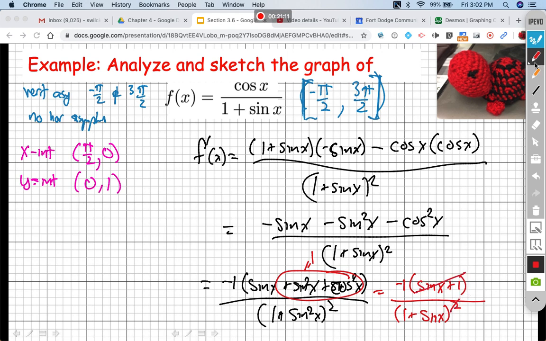So my first derivative is actually not too bad. This is going to be a negative 1 over 1 plus sine of x. Which means no critical points, because this will never be 0. And where this does not exist is the same thing as my points that aren't defined. So I do not have any relative extrema on this one.